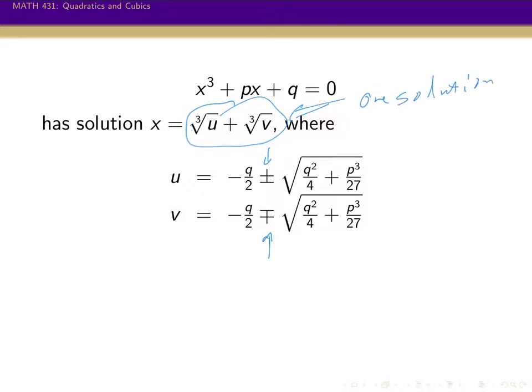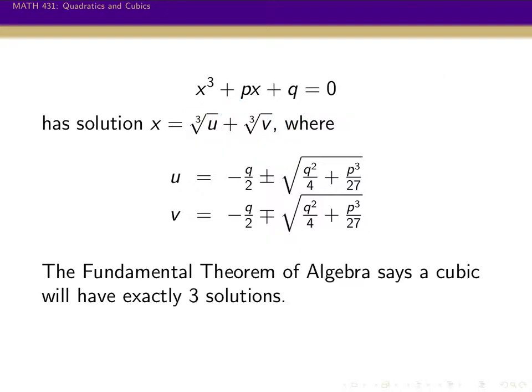Changing these pluses and minuses just swaps u and v, so it doesn't really give us a new solution. But the fundamental theorem of algebra that we saw earlier says that a cubic is degree 3, so it should have exactly 3 solutions. So we have one of them here. What happened to the other two? How can we get the other two?